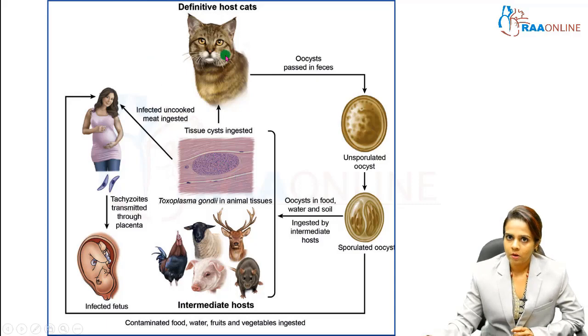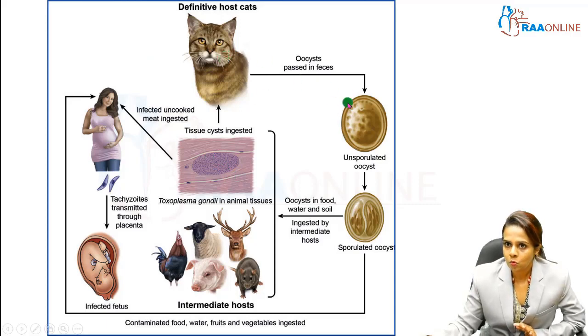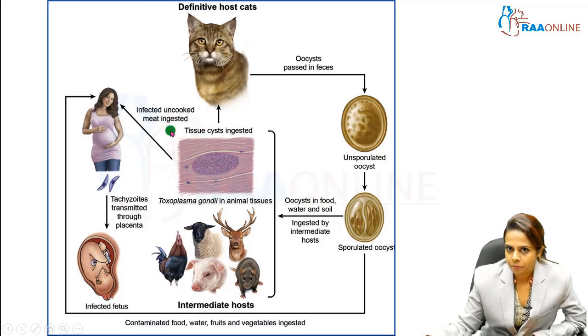Here you can see the cat passes oocysts in the feces. This unsporulated oocyst becomes a sporulated oocyst, which contaminates the food, water and soil. When these sporulated oocysts are ingested by the intermediate host, that is mammals, or when tissue cysts are ingested by man through undercooked meat, this can infect humans as well. So the sporulated oocyst and the tissue cyst both can infect man and mammals.